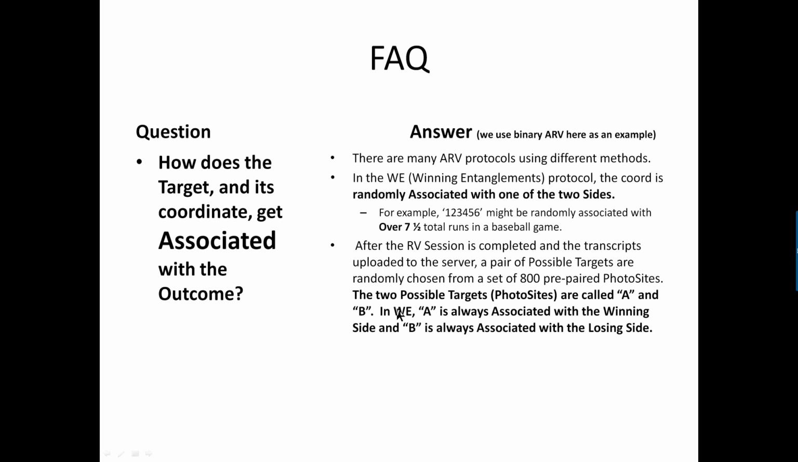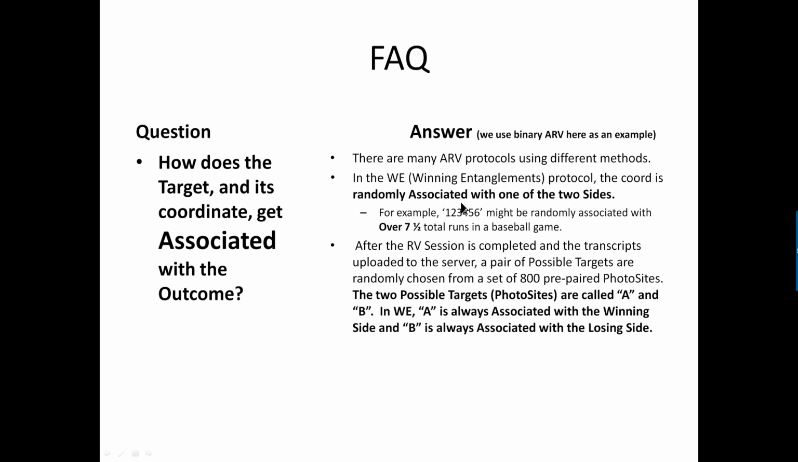And in WE, A is always associated with the winning side, and B is always associated with the losing side. You are the very first group to hear me use the word losing. I've gone out of my way up to now, and maybe it's even added to the confusion, of always referring to this as the other side, because from the perspective of WE, these two sides are exactly equal. We don't care, photo site A, photo site B, neither one is better or worse than the other. Neither is one you should focus on more than the other, except how it's associated with the coordinate. And right now, I think you can appreciate why.